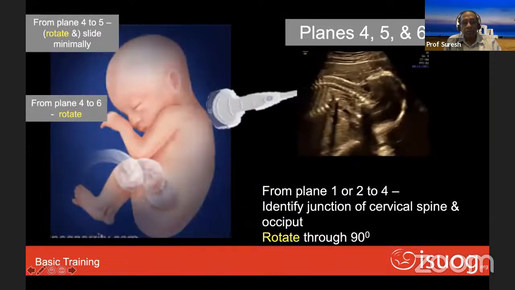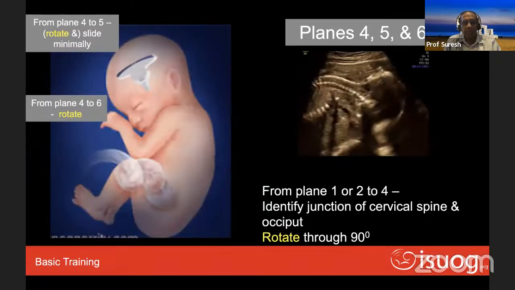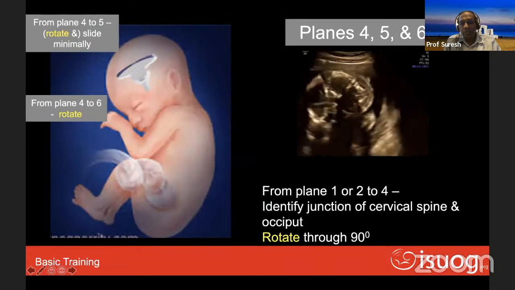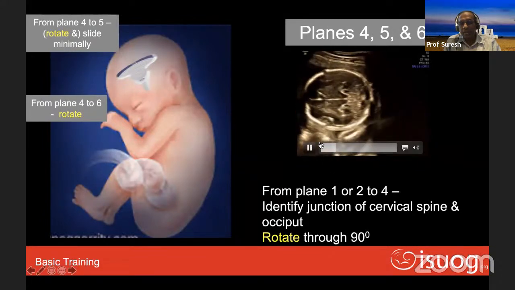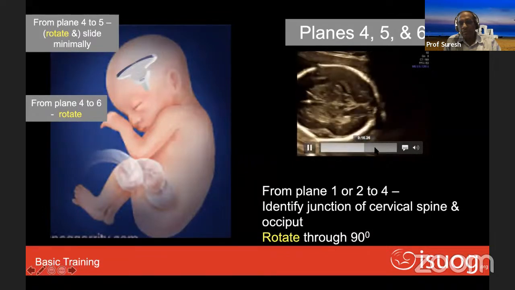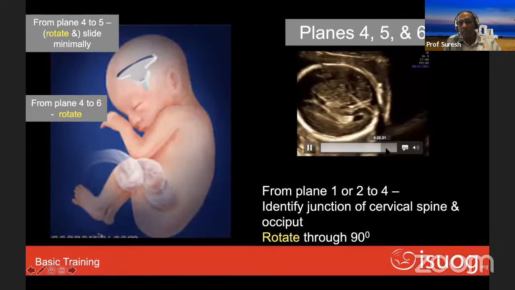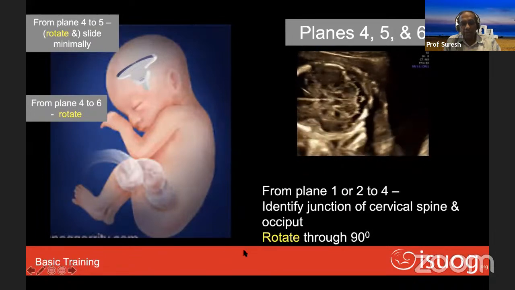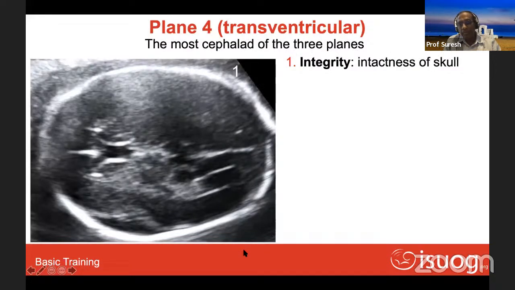Now, just to show you how the probe is moved, you go up from the spine, you do a lateral view, and then move as per what has been described. So that's the thalamic plane, and you can see the lateral ventricular plane and the transcerebellar plane. This is very critical. I mentioned it twice because gentle movements of the probe are required to get these planes. Now let's talk about the transventricular plane. We know it is the most cephalad of the three planes, the highest point in the skull.